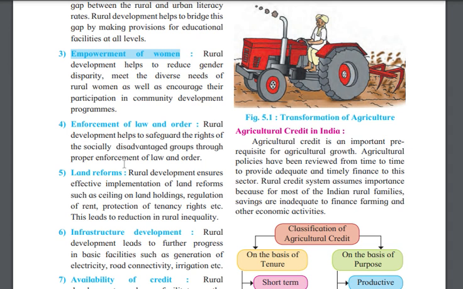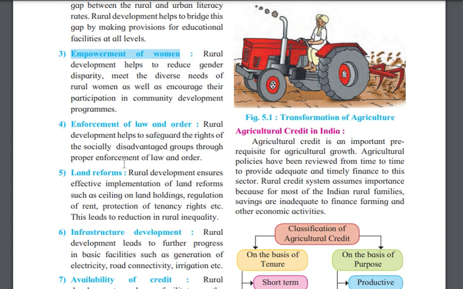Enforcement of law and order. If you see, during lockdown, there was very strict law and order enforcement in our country. You have to follow the rules of COVID-19. In the same way, if rural areas are not developed, what will happen? There is no law and order, and people will behave however they want. So rural development helps to safeguard the rights of socially disadvantaged groups through the proper enforcement of law and order. When rural areas develop, the law will automatically be implemented, and it will result in safeguarding the rights of the people.